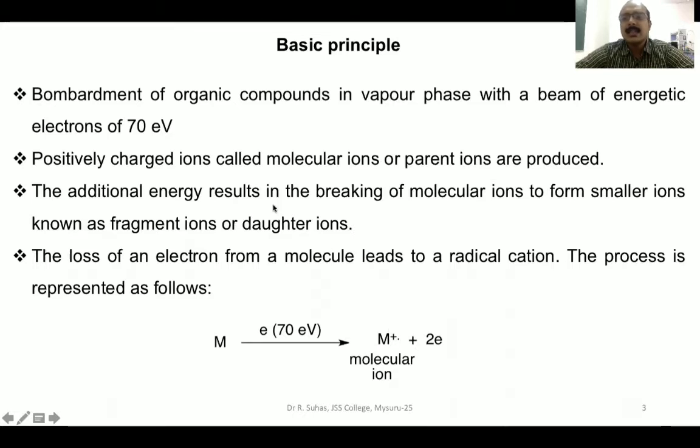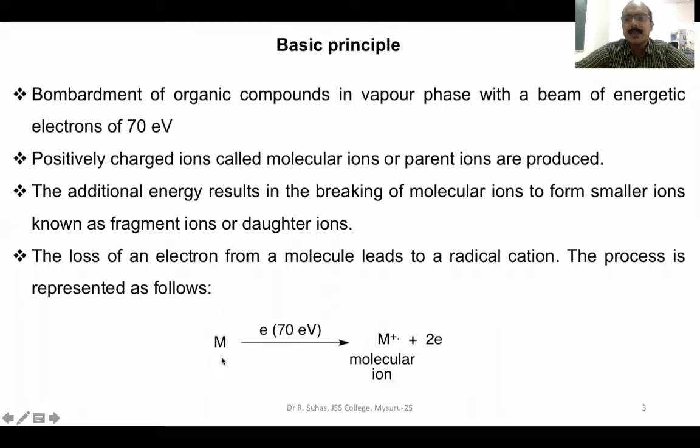The additional energy available with the electrons results in the breakdown of the molecular ion, or parent ion, into small fragments known as daughter ions. Here, there is a loss of an electron from the molecule that leads to a radical cation, and the entire process we have discussed can be represented in the following equation.